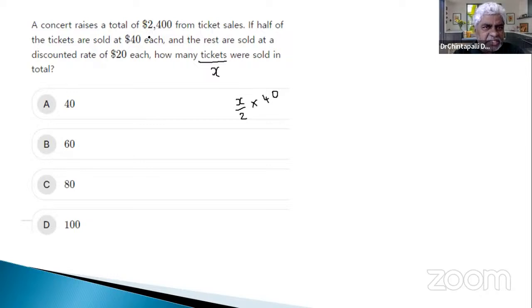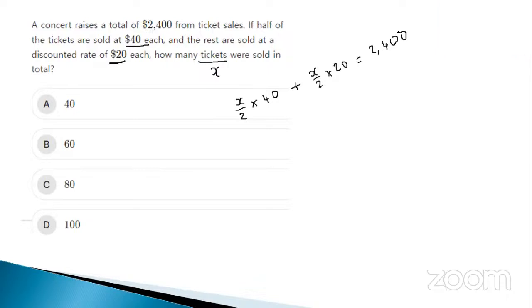These x by 2 tickets are sold at $40 each. That's why the amount collected from these x by 2 tickets is x by 2 times 40, plus the remaining x by 2 tickets, which are sold at a discount rate of $20 each. The total amount is 2,400. Just solve it, that gives the answer. Got the clarity? Yes, sir.